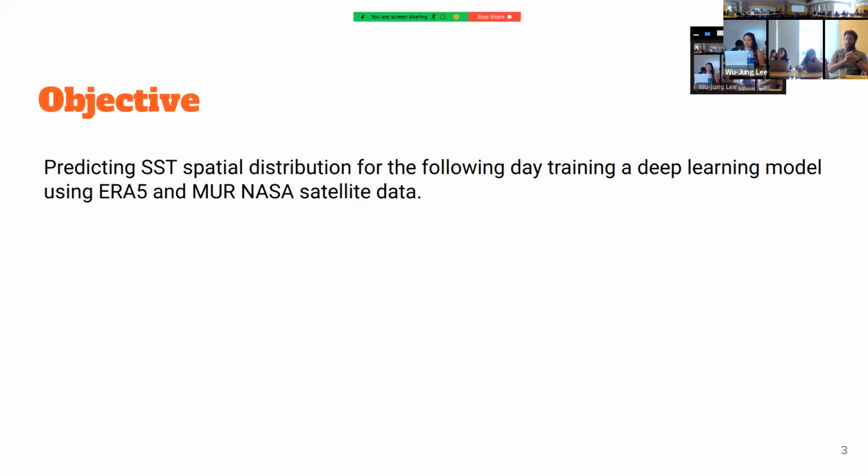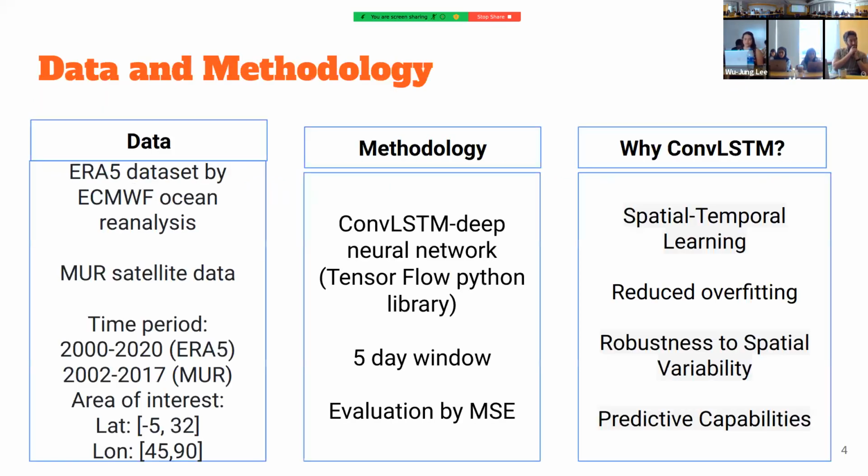So our objective here was to predict the SST spatial distribution for the following day, training a deep learning model using two datasets. We were using ERA5 reanalysis and satellite data from NASA. As I mentioned, our datasets are these two, and here you can see the time period and the area of interest. The methodology that we used is a convolutional LSTM deep neural network, and we used the Python library called TensorFlow.